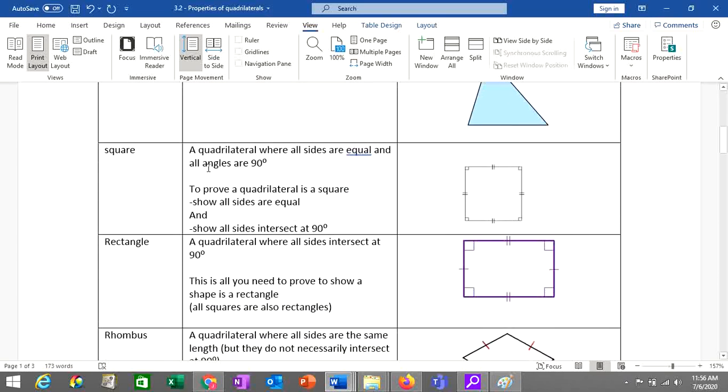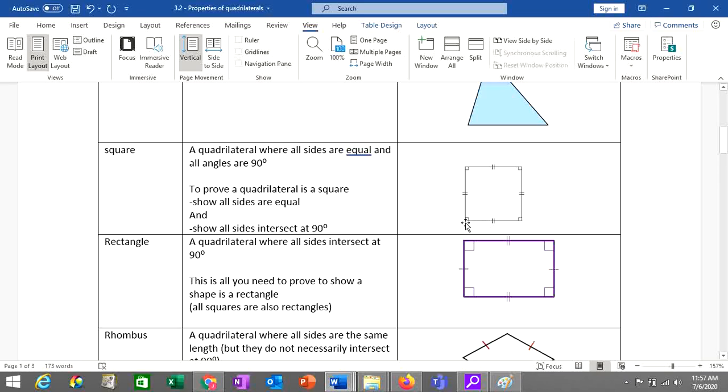Okay, a square is a type of quadrilateral. Should be pretty familiar with this, I imagine, right? So all the sides of a square are the same, and all angles are 90 degrees. So in other words, if you want to prove something is a square, you have to show that all of the sides are the same, and you can use the distance formula to do that, right? All sides are the same length. And you need to show that the angles are 90-degree angles. And you can do that by finding the slopes of these various lines.